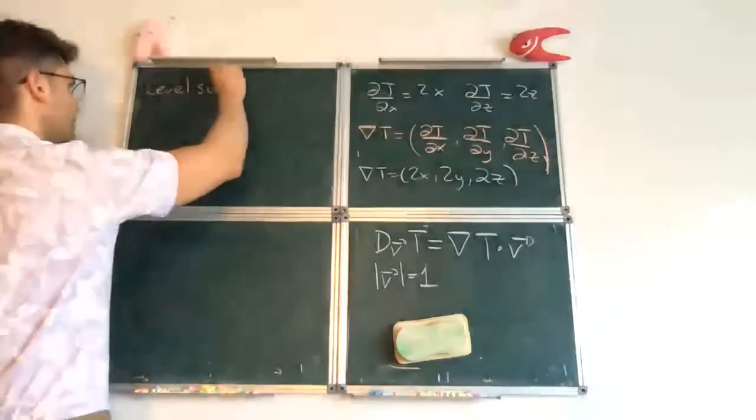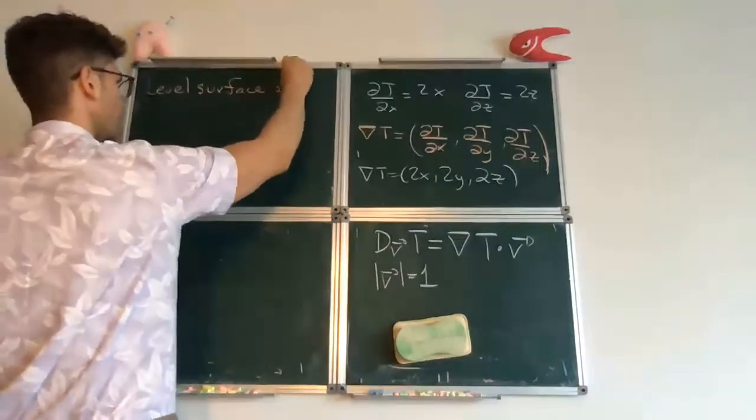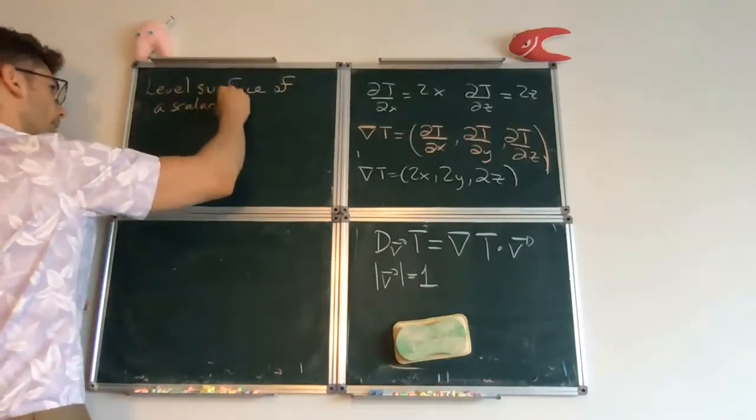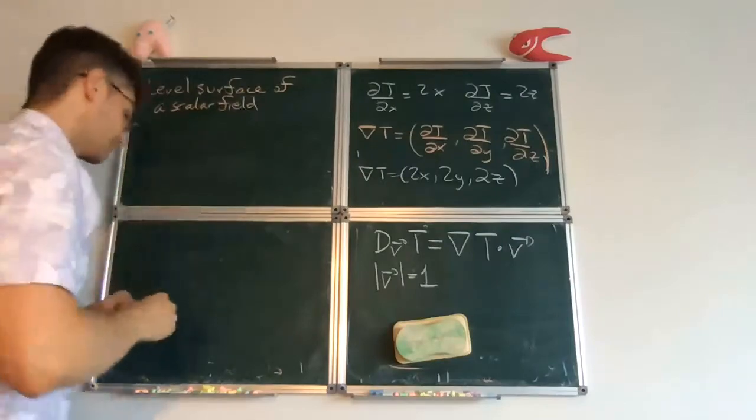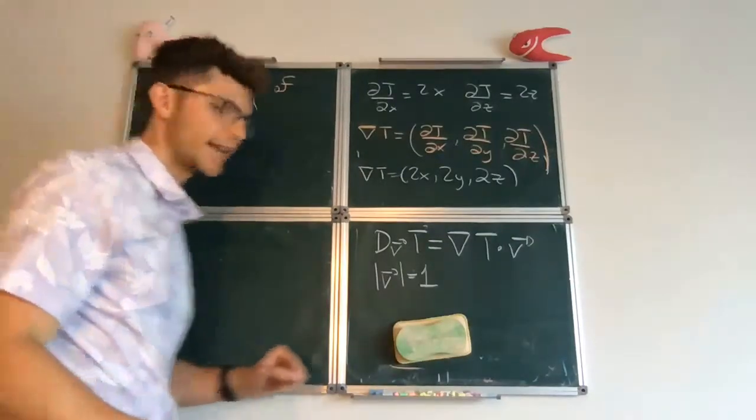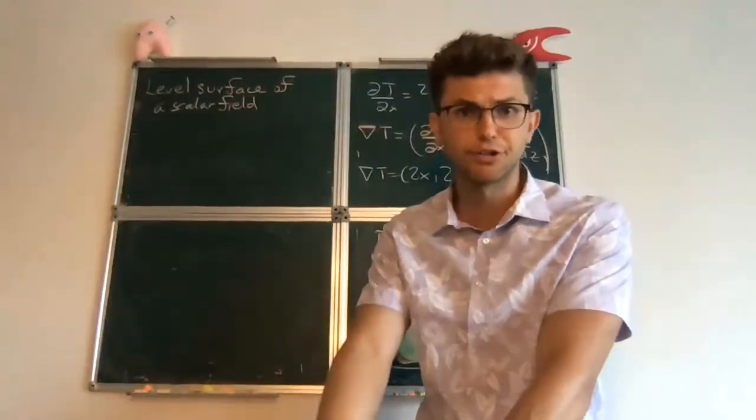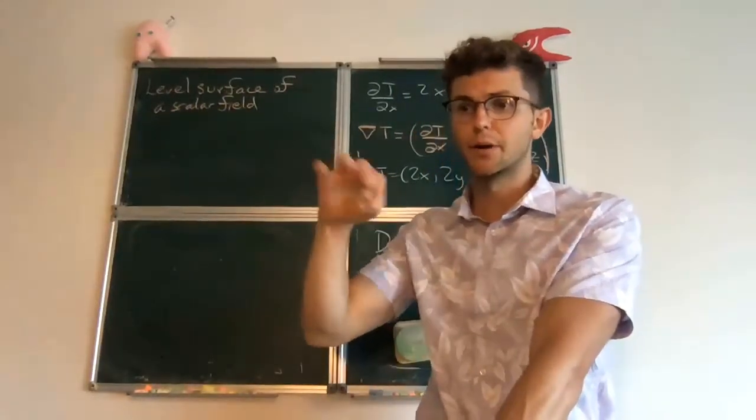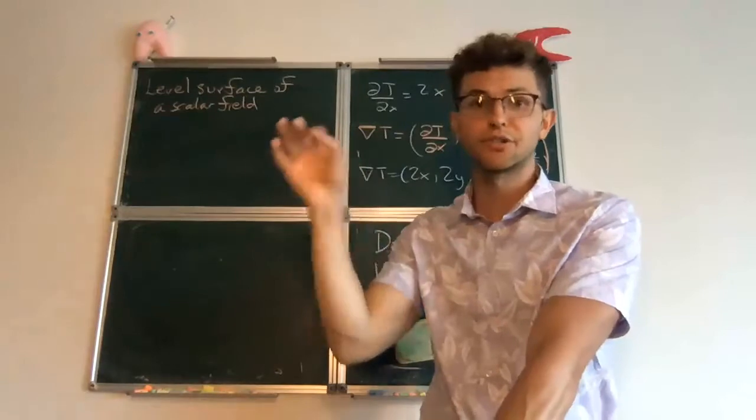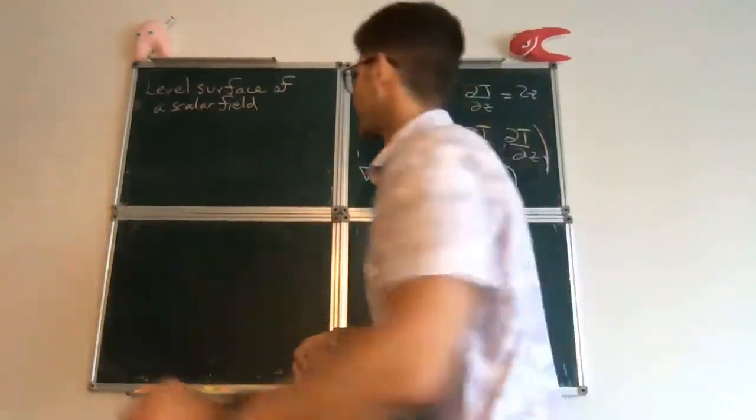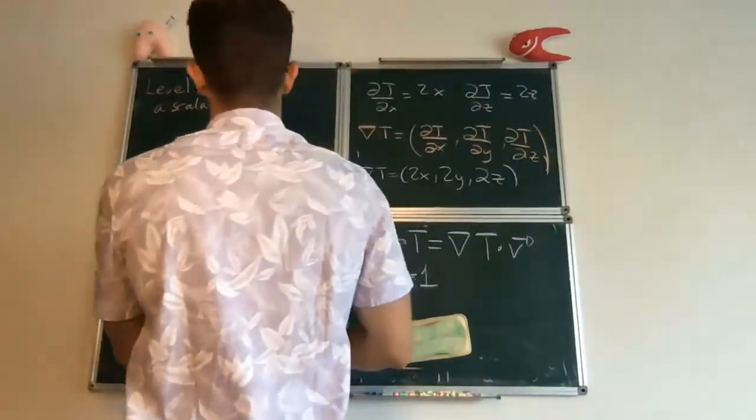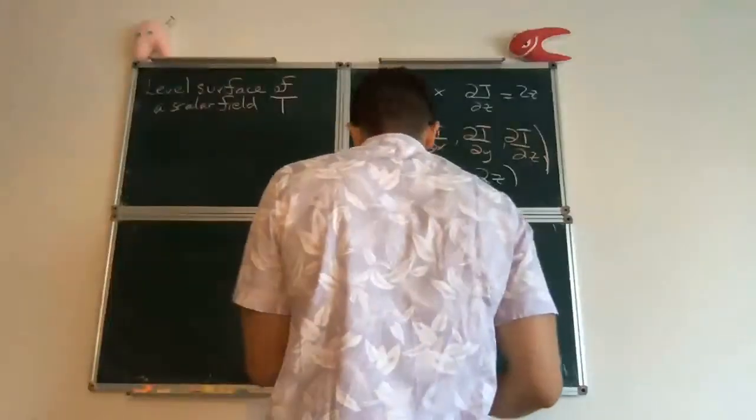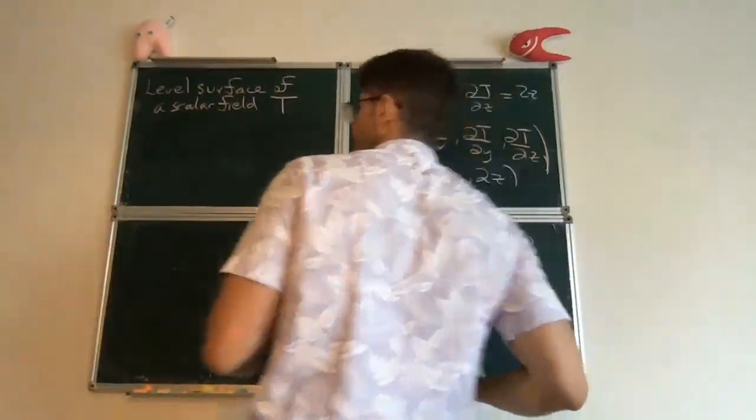What's the level surface of a scalar field? For example, in electrostatics, those are known as equipotential surfaces, because an equipotential surface is a surface where the value of the electric potential is constant. Okay, so this is a surface where the value of T is constant.